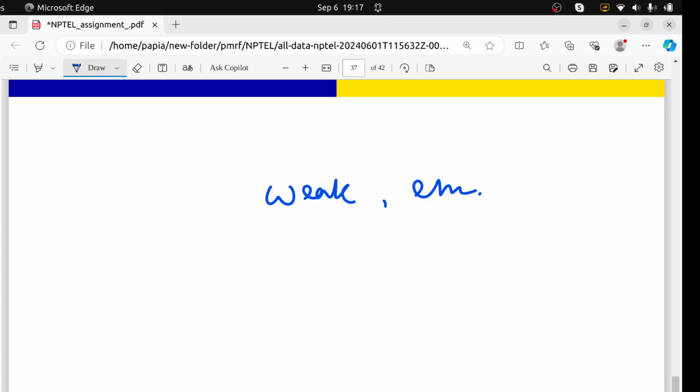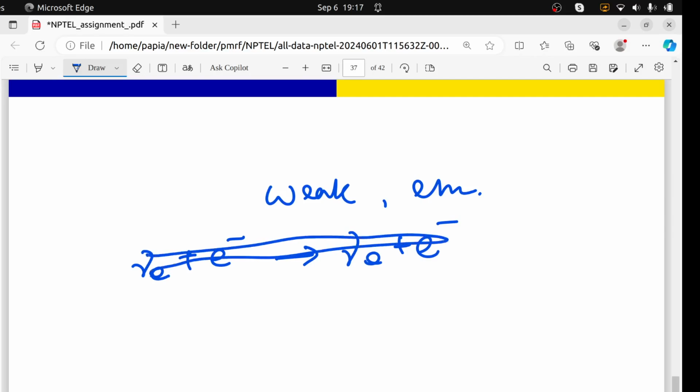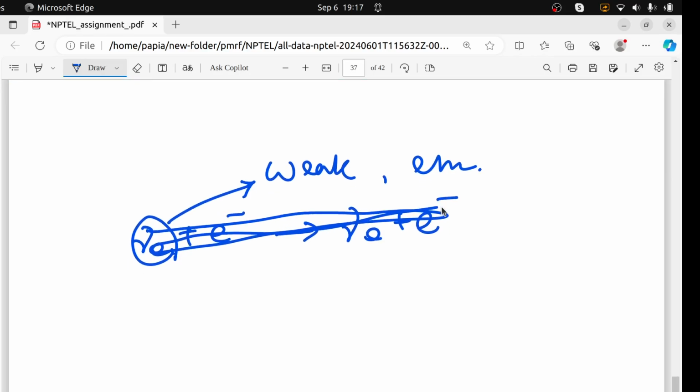So if it is weak as well as electromagnetic, how can we understand that? Let me tell you one example. Let me write here. Simple example. Because the neutrino is there, obviously that means it will be weak interaction. But let me write here one example.